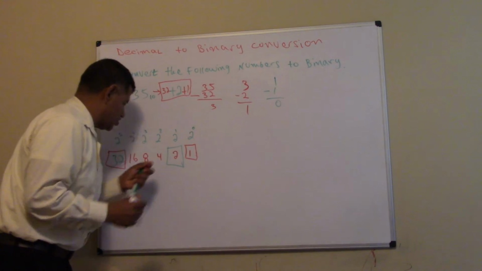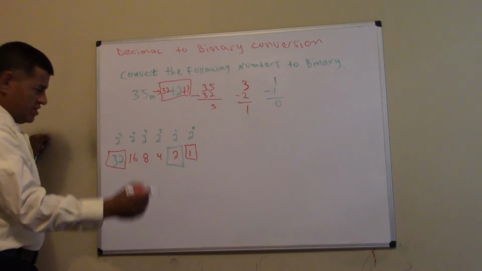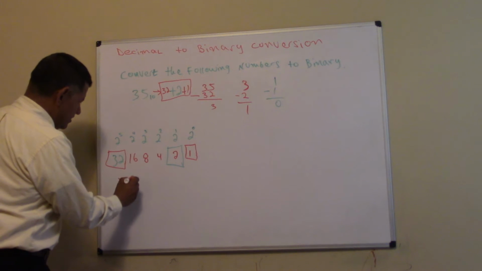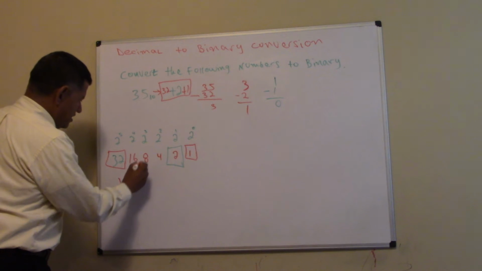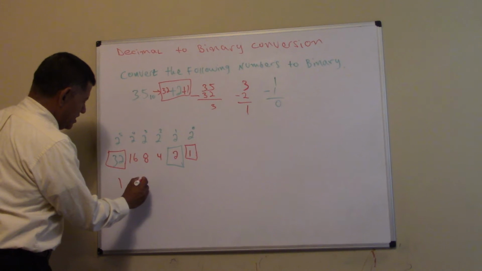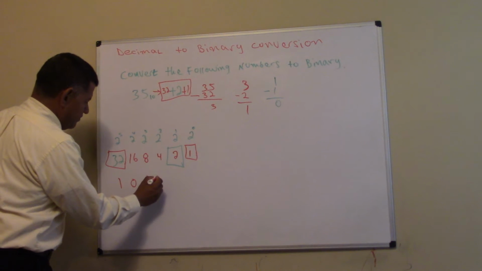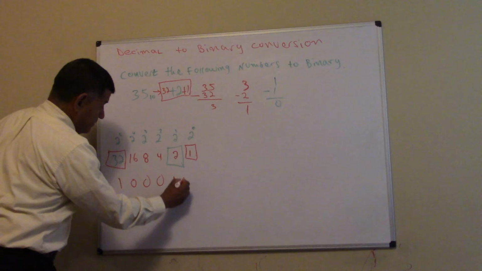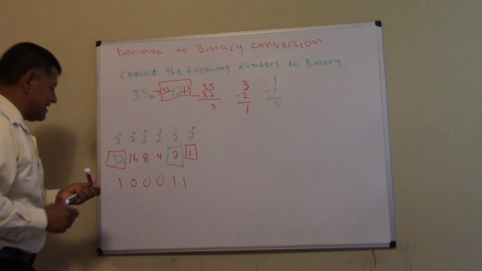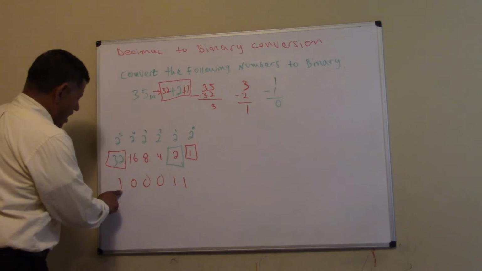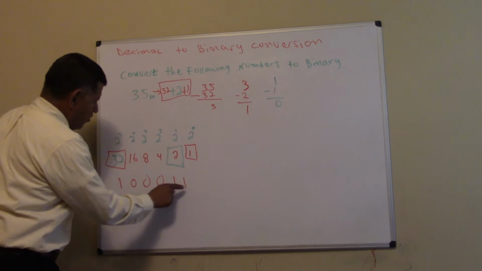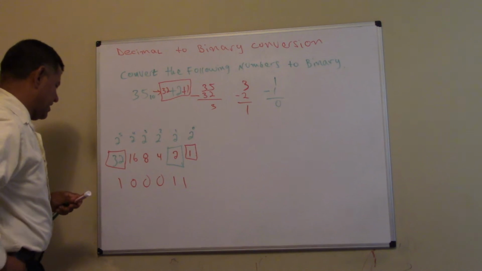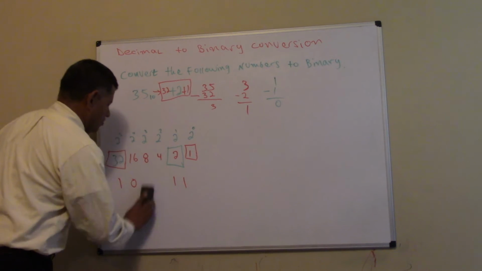Now what I do here is just fill in the ones and the zeros. If I had a number that I used, I put a 1 on it. I didn't use this one, so I put 0. I didn't use that one, I put 0. I didn't use this one, I put 0. I did use this one, I put 1. And I used that one, and I put 1. So 1, 0, 0, 0, 1, 1 represents 35 in base 10.